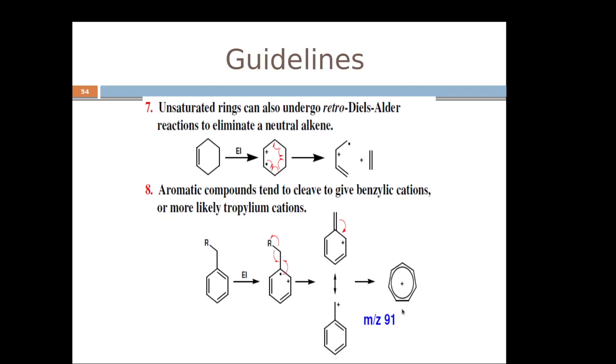So if you see a moderate or high intensity peak at an m/z ratio of 91 for an aromatic compound, it's highly likely that that is due to a tropylium cation, which indicates that we have an alkyl substituted phenyl ring in the molecule.